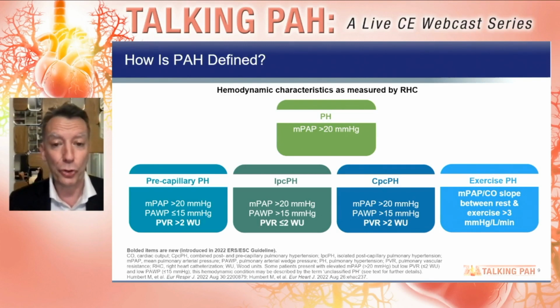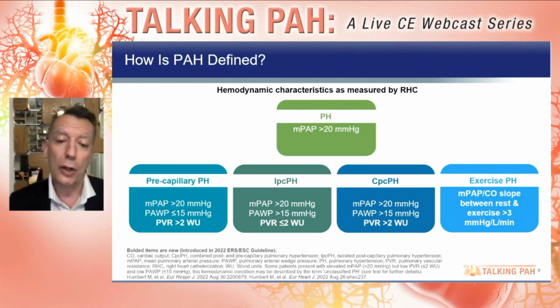Then, of course, the story is not over. It's a hemodynamic status, and you have to define bottom left on this slide whether the patient has pre-capillary pulmonary hypertension, defined by mean PAP above 20, but wedge 15 or less, and PVR strictly above 2 Wood units.